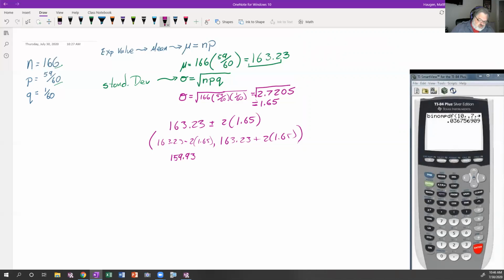That seems reasonable. That's going to be a little more than 3, so minus a little more than 3, 159, I buy that. And the other one would be 167, if you round to whole numbers. Well, what is it before you round? 166.53.